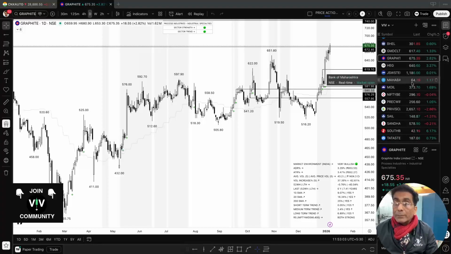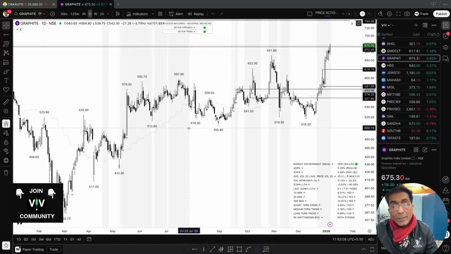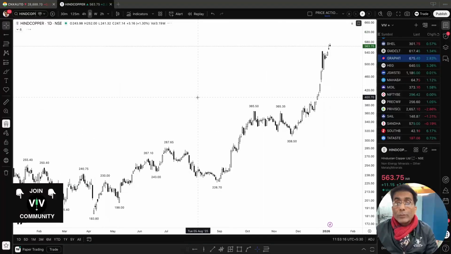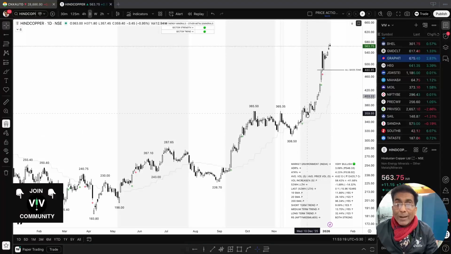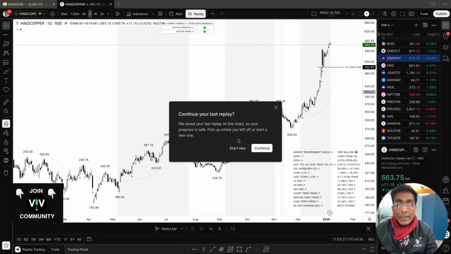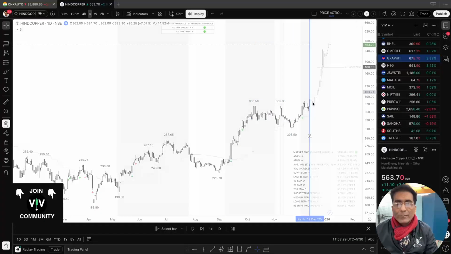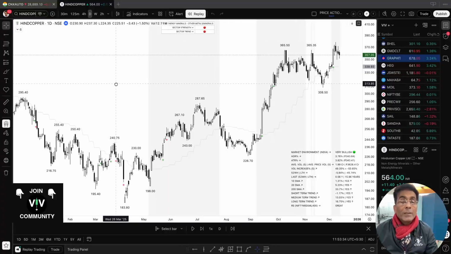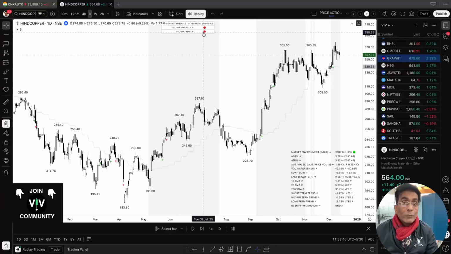Another stock which I bought in the past, when I created my investment portfolio, was Hind Copper. Okay, so I bought Hind Copper around this area, 345 or 350. I don't remember exactly what my buying price was, but it was around here. If you look here, it was showing that the sector has no strength, the sector has no trend.